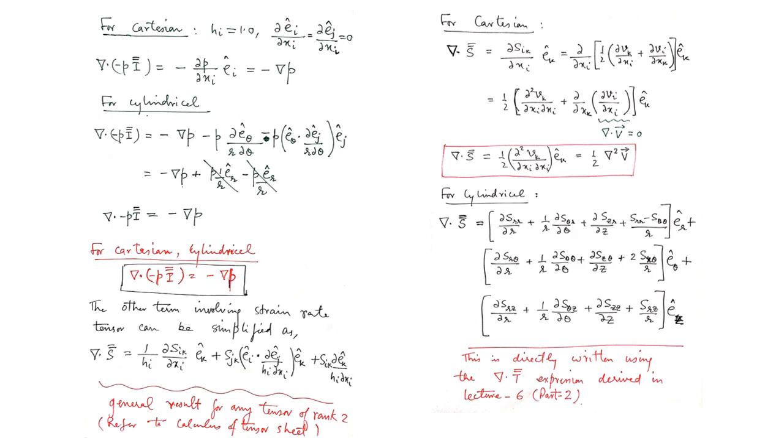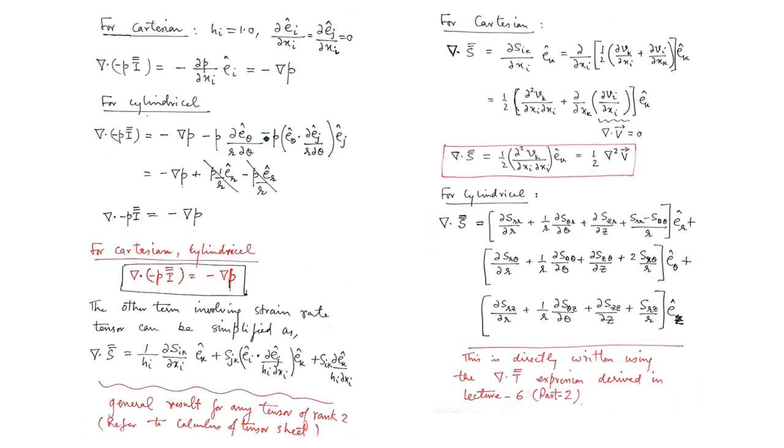So that means we are left with a very simple looking expression for the divergence of the strain rate tensor in Cartesian coordinates, and this is half of del 2 Vk del Xi and of course Ek. Now eventually this can be written using the del operator, and you can write it as half of del square V, where del square V is simply read as the Laplacian of the velocity vector V.